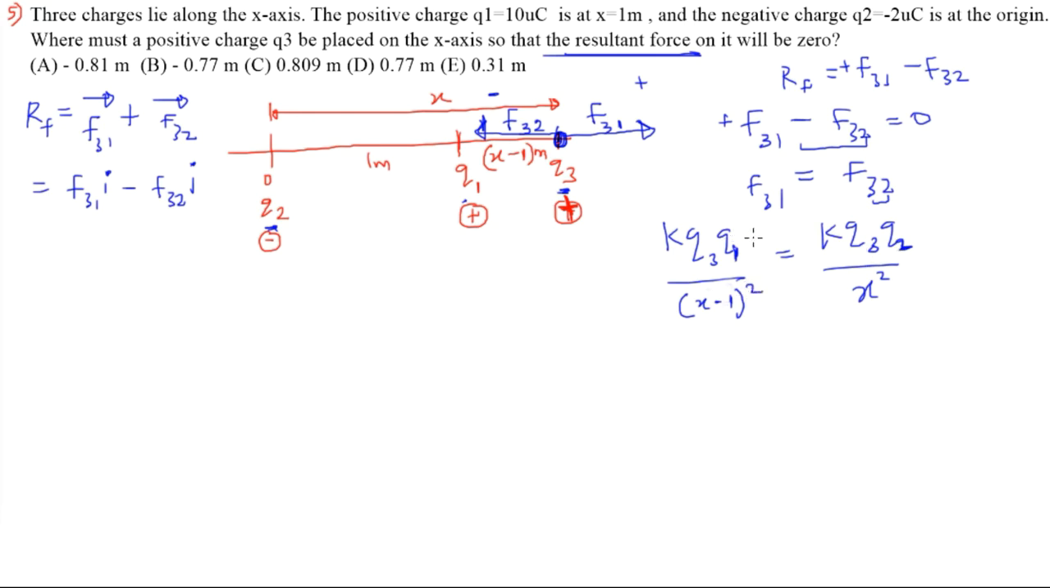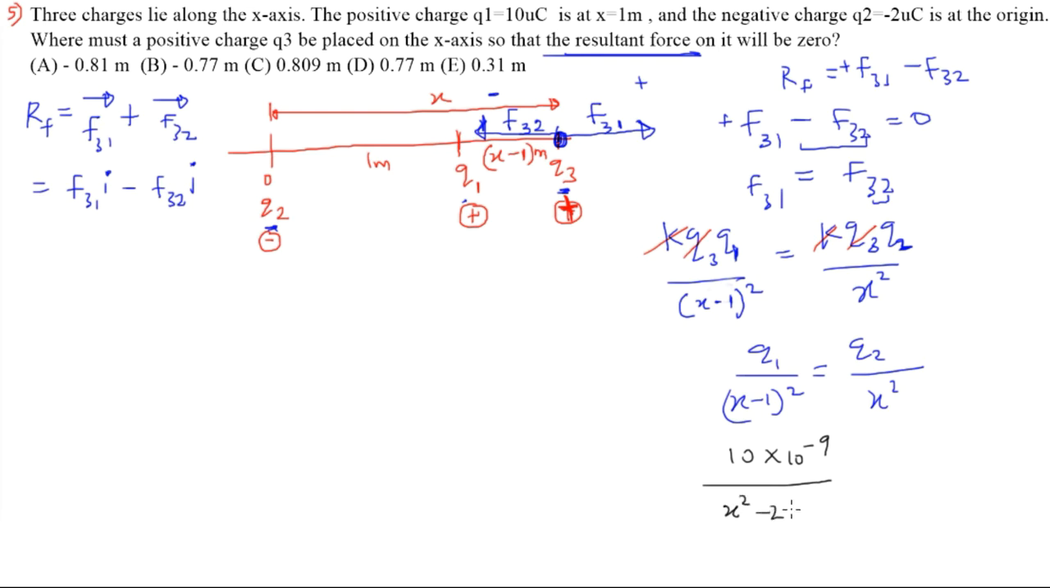Now let's solve. It means that K can cancel out K, and Q3 can cancel out Q3. So I'll be left with Q1 upon (X minus 1) squared equal to Q2 upon X squared. Let me substitute Q1, which is 10 microcoulomb, that's 10 raised to the power minus 9 over X squared minus 2X plus 1 equal to Q2.